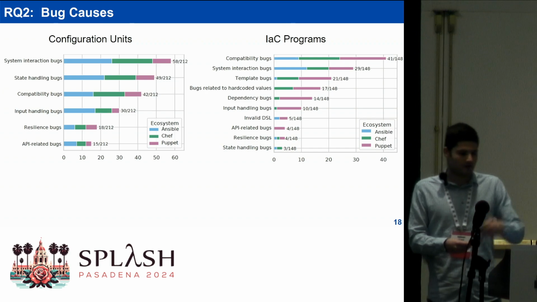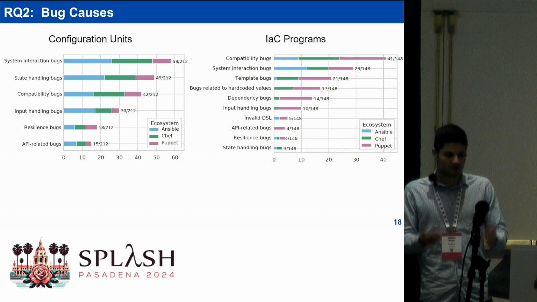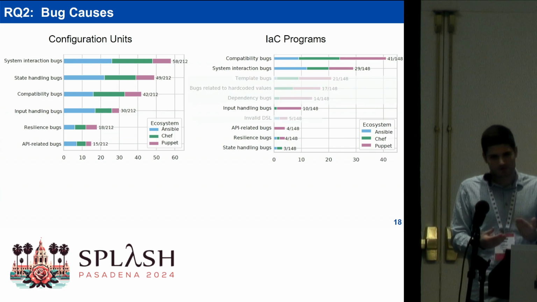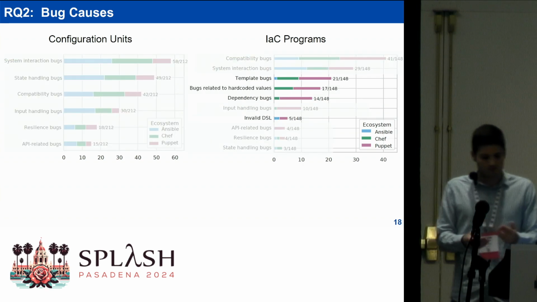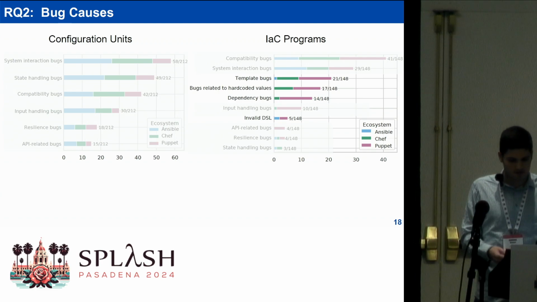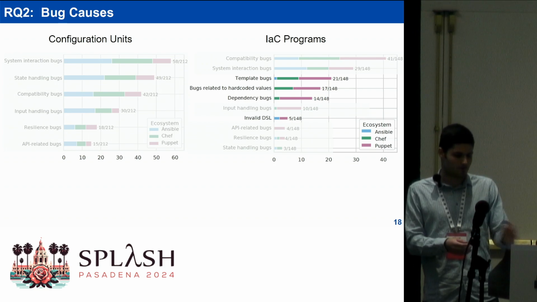Now moving on to the root causes. In total, we identified 10 distinct root cause categories. Six of them were common in both configuration units and IAC programs, while 4 of them appeared only in IAC programs. We won't go into every detail on each category, but you can find the details in our paper.